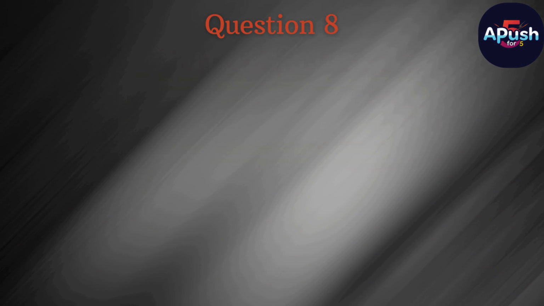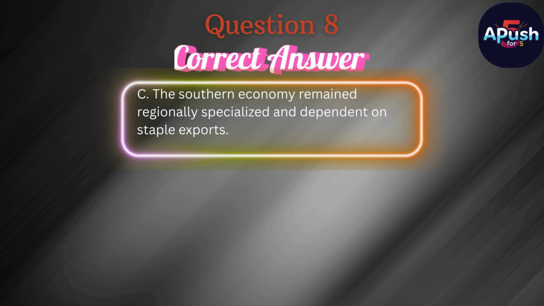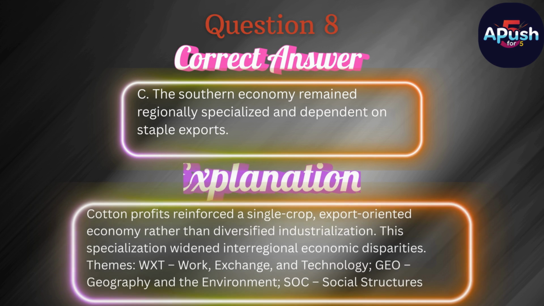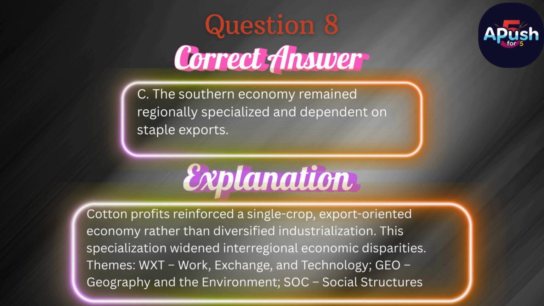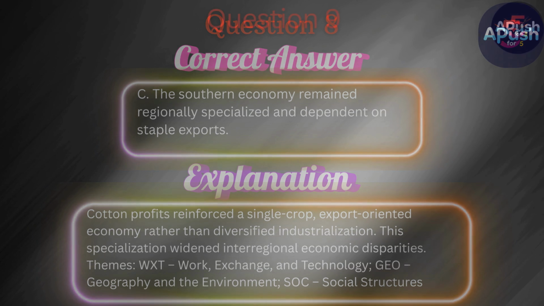The correct answer is C. The Southern economy remained regionally specialized and dependent on staple exports. Cotton profits reinforced a single crop, export-oriented economy rather than diversified industrialization. This specialization widened interregional economic disparities.